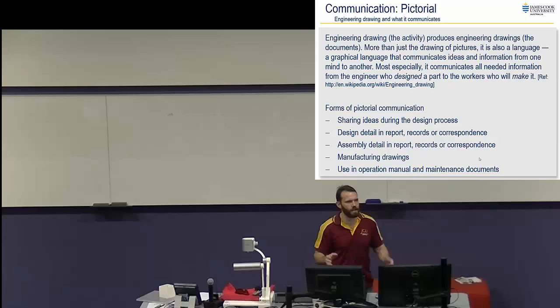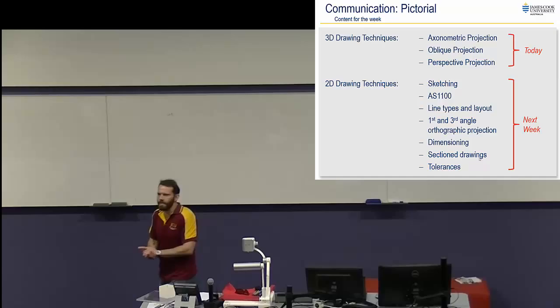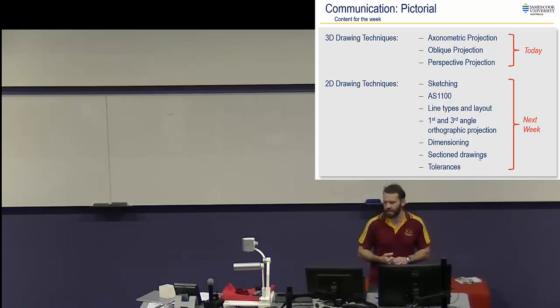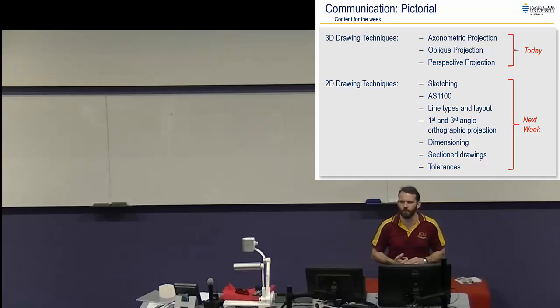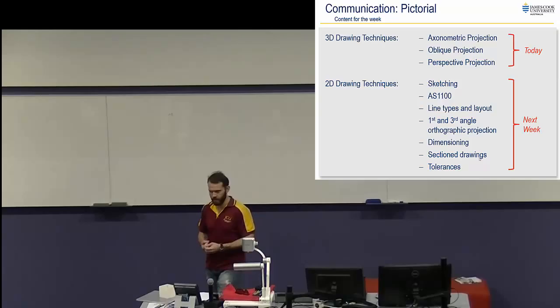All right, so today we're going to do 3D drawing. I'm largely going to focus on isometric, which is a type of axonometric projection, and I'll talk about that. We'll also talk about oblique and perspective, and then next week we'll do sketching. I'll talk about the Australian standard for drawing. There's an Australian standard that says exactly how your drawings need to be configured, and if you don't adhere to it, then most of the time people won't pay attention to it. And then we'll talk about 2D drawing, so projection stuff, like what you've been doing for SOLIDWORKS.